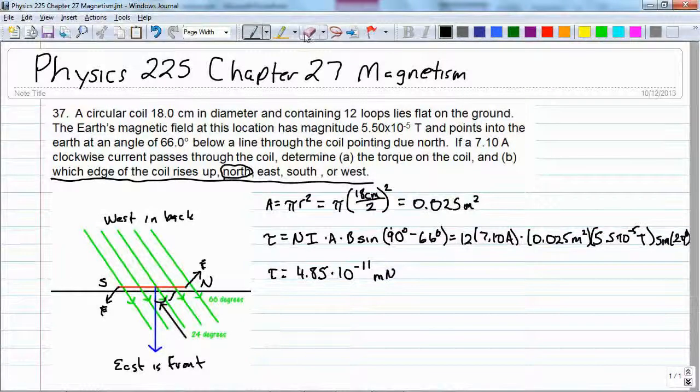I'm sorry, to the fifth. I misspoke. To the fifth newton meters. That's not millinewtons, that's newton meters. So that's just a very, very small torque based on the Earth's magnetic field and this current flowing through a loop.